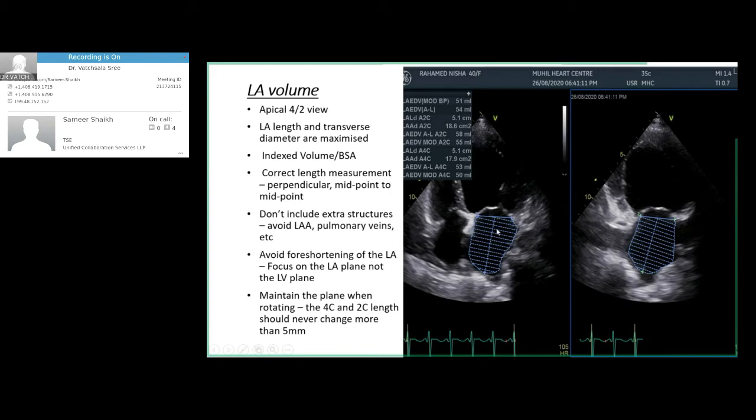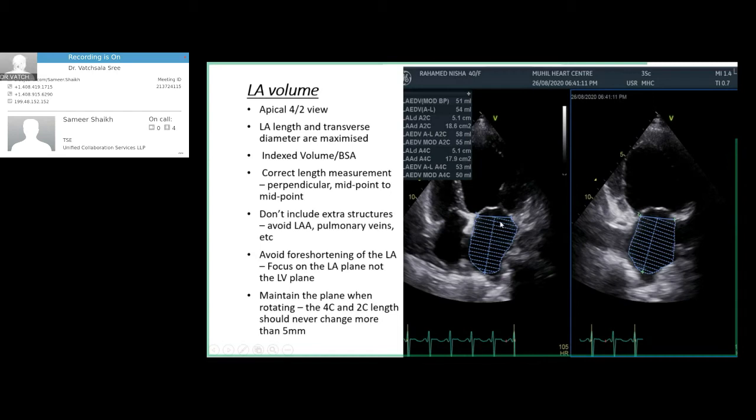So you have to concentrate on this LA view, and you have to ensure that there is no foreshortening of the LA. You have to make sure that the LA is seen at the maximum dimension, the length and breadth of the LA is the maximum, and there is no foreshortening. That is more important. Also, when timing, ensure that you are capturing the real end of diastole and the real end of systole by manually looking at the volume of the LA rather than being guided by the ECG.